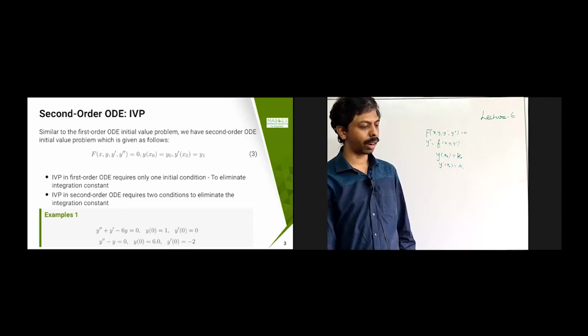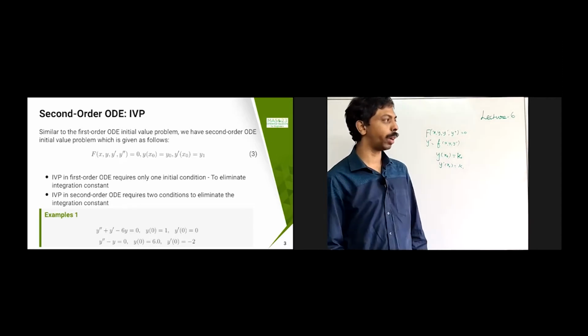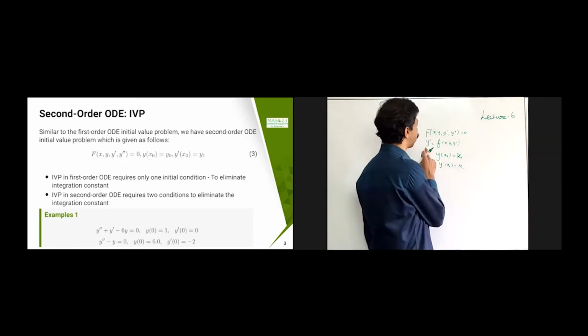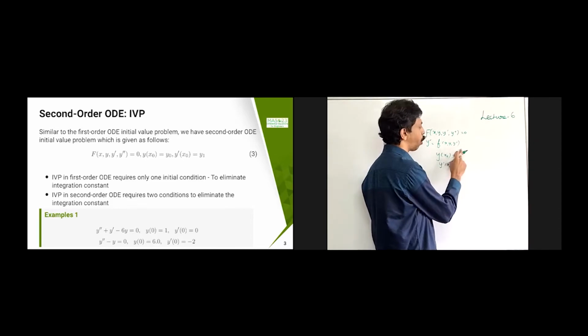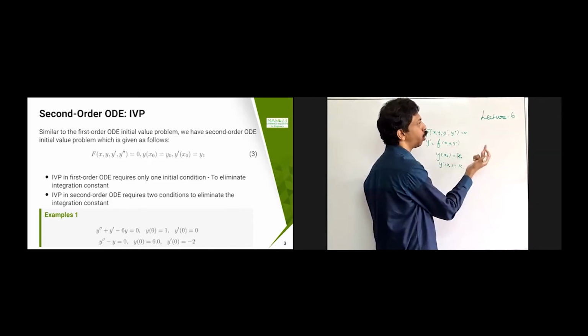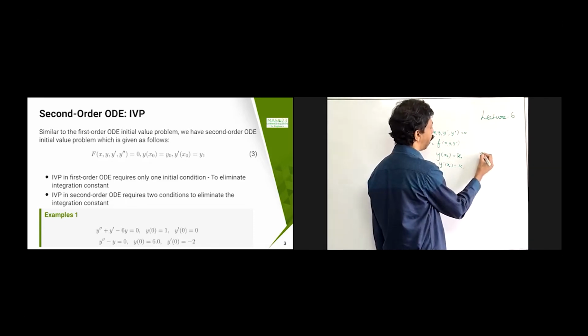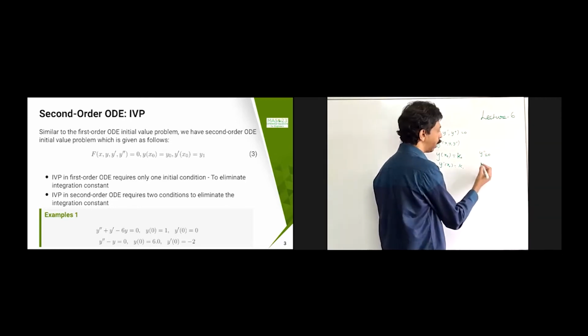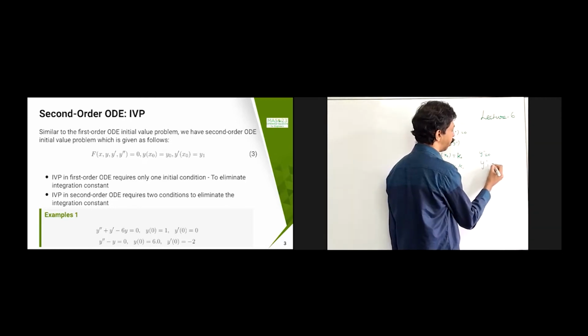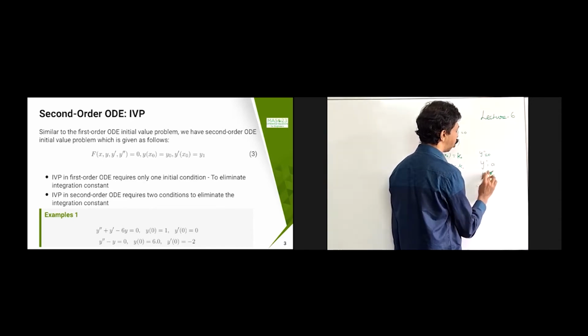So these conditions are required mostly to eliminate the integration constants, because you are having y double dash equal to f of x comma y dash. So once you are doing integration two times, suppose I have, let's say, y double dash equal to 0. In that case, you are going to integrate this twice. The first integration is going to give you something like a. The second integration is going to give y equal to ax plus b. This is a very simple one.